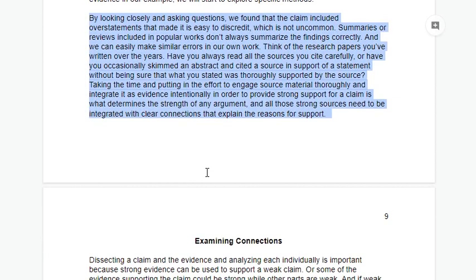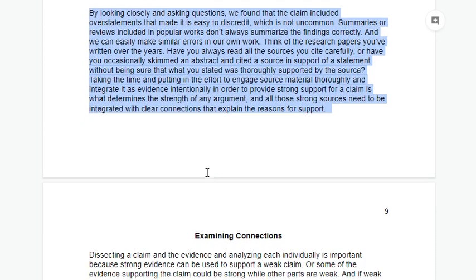Summaries or reviews included in popular works don't always summarize the findings correctly, and we can easily make similar errors in our own work. Think of the research papers you've written over the years. Have you always read all the sources you cite carefully? Or have you occasionally skimmed an abstract and cited a source in support of a statement without being sure that what you stated was thoroughly supported by the source? Taking the time and putting in the effort to engage source material thoroughly and integrate it as evidence intentionally in order to provide strong support for a claim is what determines the strength of any argument. And all those strong sources need to be integrated with clear connections that explain the reason for support.